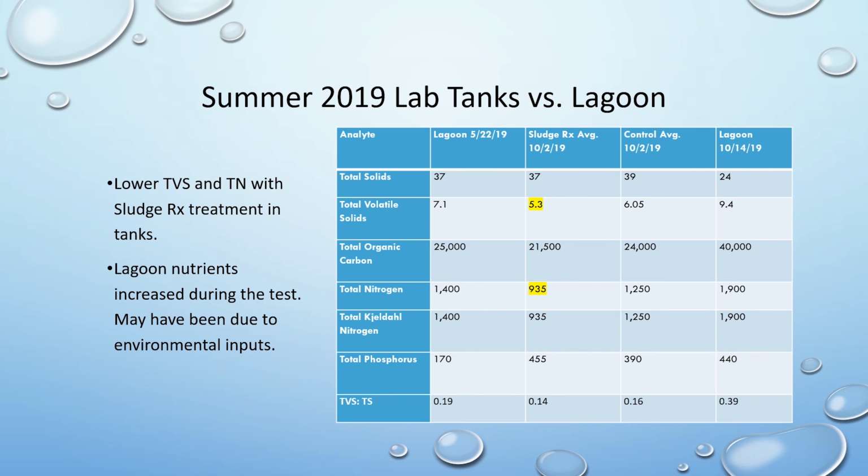The tank total nitrogen was lower with Sludge Rx than in the control tanks, and also lower than the starting muck in the lagoon. In that situation, since it was a residential pond, a lot of nutrients may have also been running in from nitrogen and phosphorus in the fertilizers because they did have a very nice green pond and a lot of very nice bushes and stuff around it.